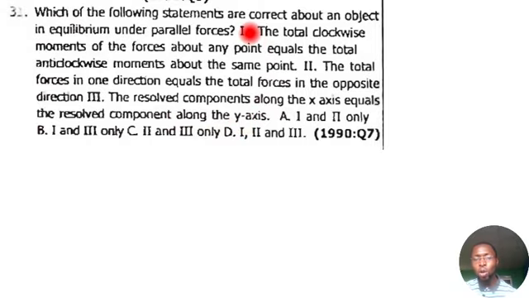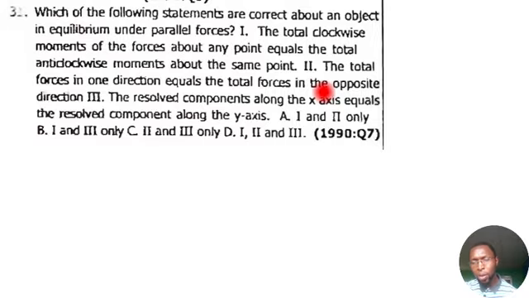Okay, so the only correct ones are one and two, and that is A. A says one and two. B says one and three. That's not correct. C says two and three. That's not correct. And D says one, two and three. No. The only two conditions that we need are that the total moment must be zero, or you can put it like the clockwise moment must be equal to the anticlockwise moment. And the second one is the total force must be zero, or you can say that the forces in one direction must be equal to the forces in the opposite direction. So the correct option is A.